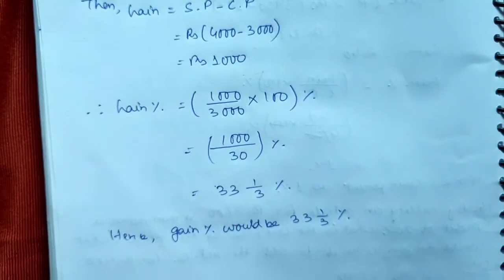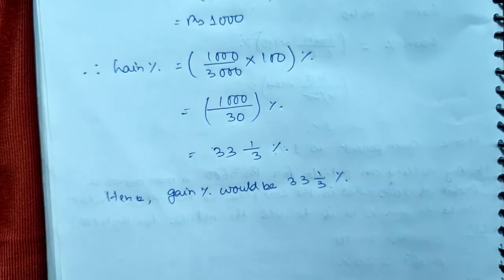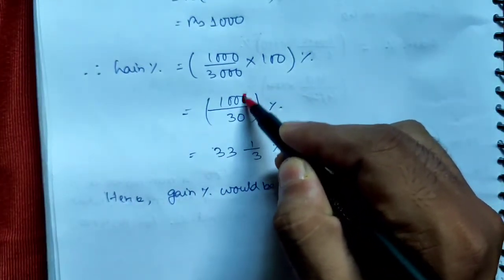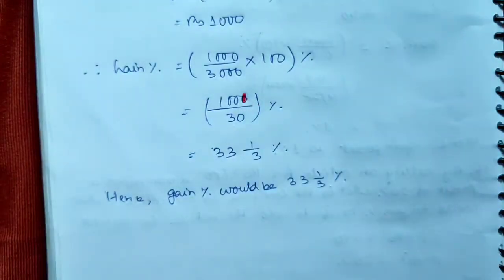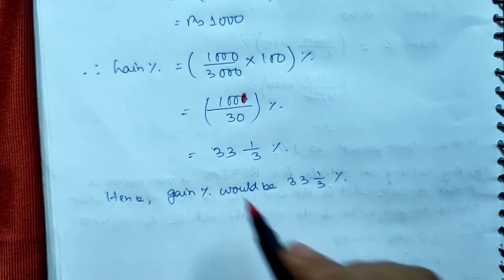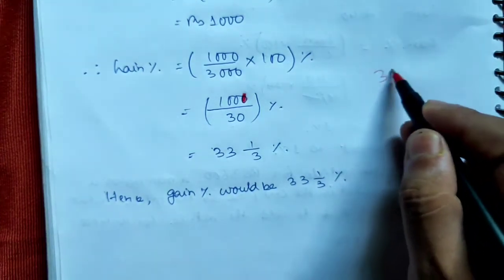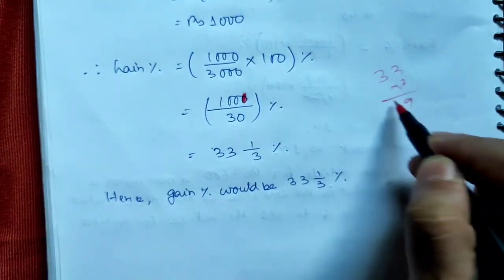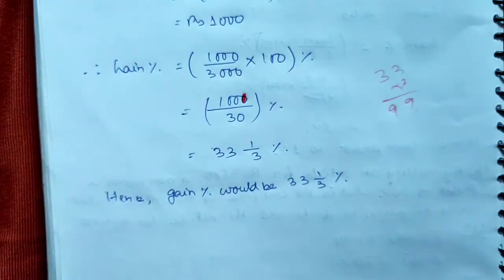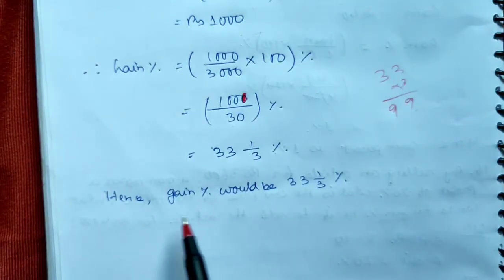So 100 divided by 3 is 33 and 1 by 3%. Look, 33 into 3 is how much? 3 3s are 9, 3 3s are 9 plus 1, that is 100 by 3, isn't it? Clear? Okay, so 33 and 1 by 3%. So the gain will be 33 and 1 by 3%. So I hope this is clear to you.